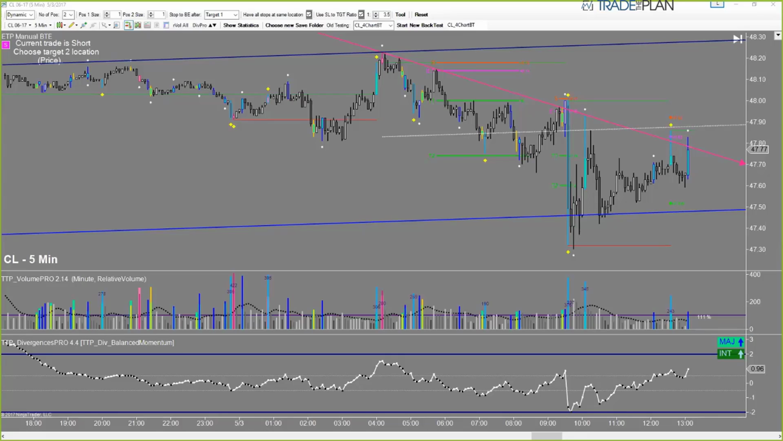Ron is asking, does the testing allow more than 2 target locations or handle additional contracts? Yes, multiple contracts, I think up to 3 targets, which I think is really all you need.